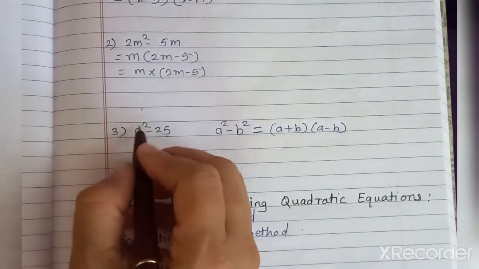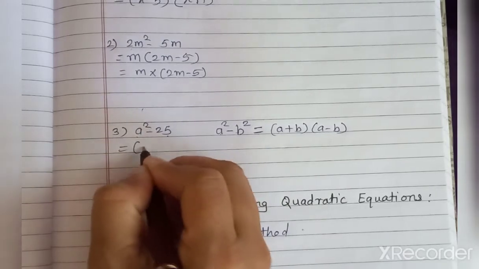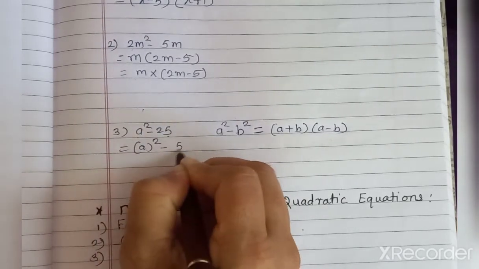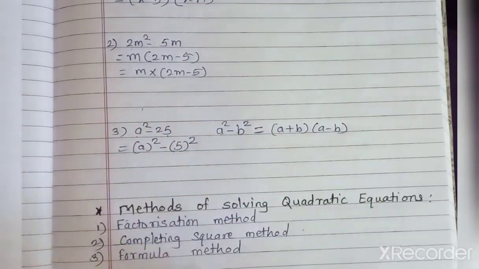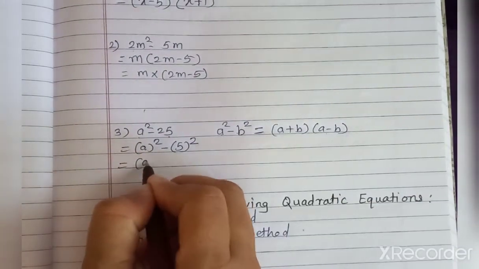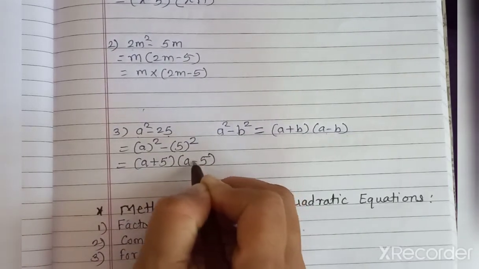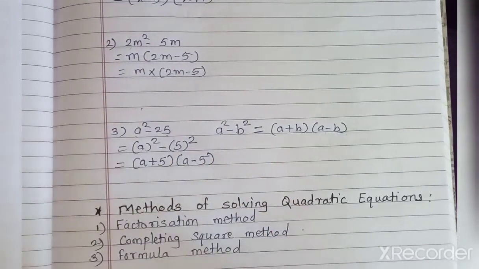So now we are going to write this in the form of a square minus b square. A square minus 25, and 25 is the square of 5, so 5 square, is equal to a plus b multiply a minus b. So a plus 5 multiply a minus 5. So these are the two factors of the given polynomial.